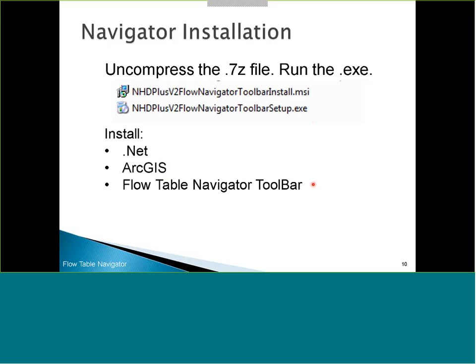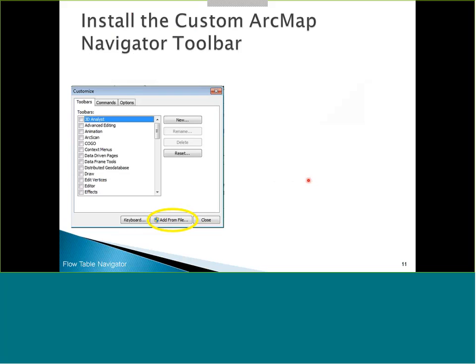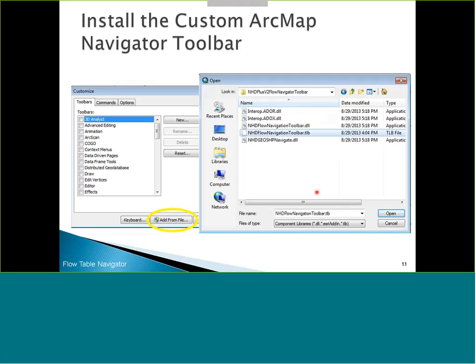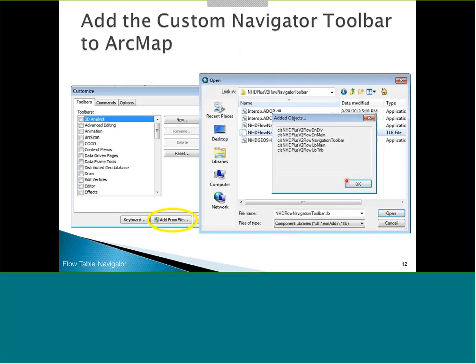But it installs an ArcMap Toolbar. So once you've gotten it installed to Windows, you can add it to ArcMap by right-clicking on the ArcMap Toolbar and picking Customize, and you'll see this dialog. You click Add from File. You navigate to where you installed it. You pick the Toolbar TLB file, click Open, and just like the VAA Navigator that we talked about before, it should give you these added objects.